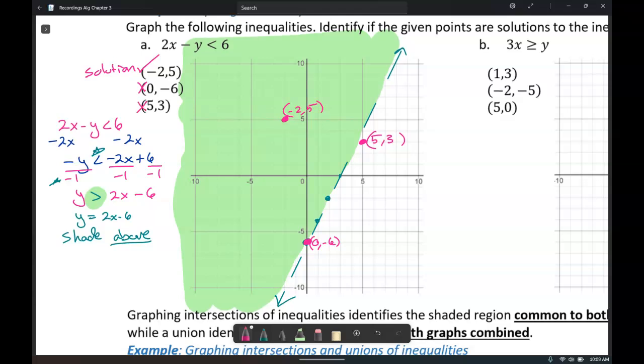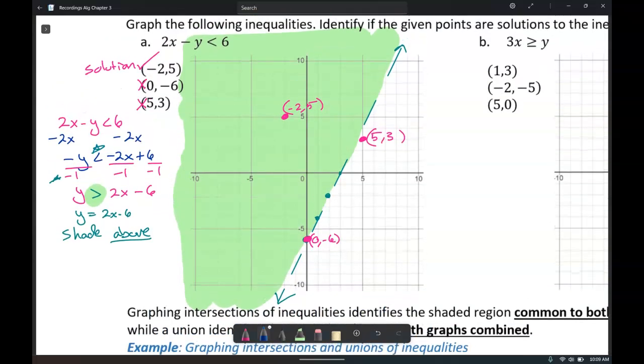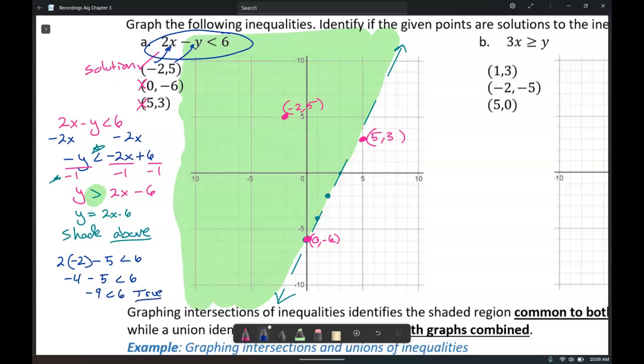And something that would be a good idea is when we have a solution that's not on the line, what we want to do is substitute it into the inequality and check it, just to make sure that we did our shading correctly. So if we want to check, we could take our original equation and we could substitute it with negative 2 and 5 for x and y, and make sure that we do get a true statement. Since negative 9 is less than 6, we know that we have shaded correctly, and negative 2, 5 is indeed a solution, as well as any other point in the shaded region.